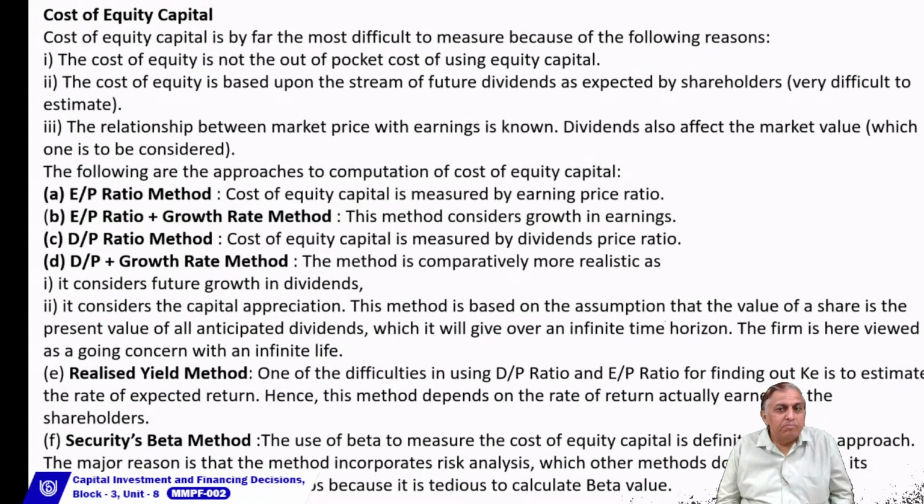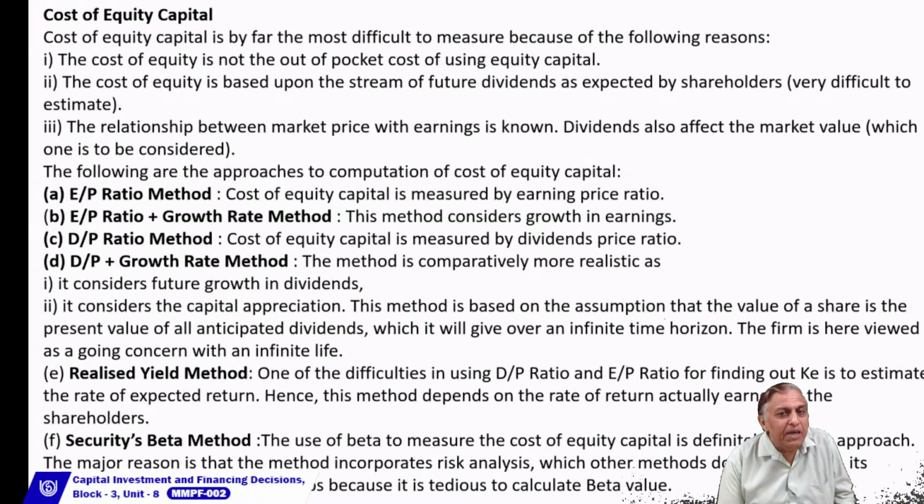EP ratio, earning price ratio. The cost of equity capital is measured by earning price ratio. If we add the growth rate also, it would be EP ratio plus growth rate method. This method considers growth in earning.